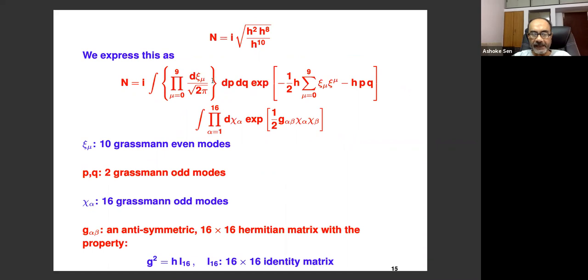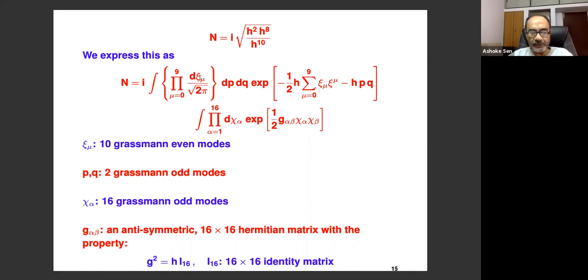Now it's again another trivial step. So the claim is that this can now be written as an integral. It's written as an integral over 10 bosonic modes, then a pair of fermionic modes. These are the ghost modes. We'll see that these actually represent ghosts. And then 16 fermionic modes with this exponent. And this is an identity.